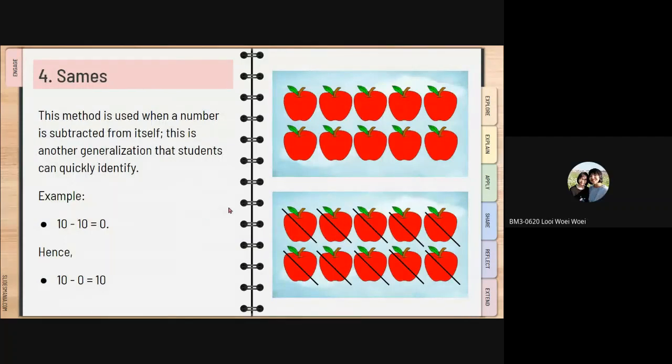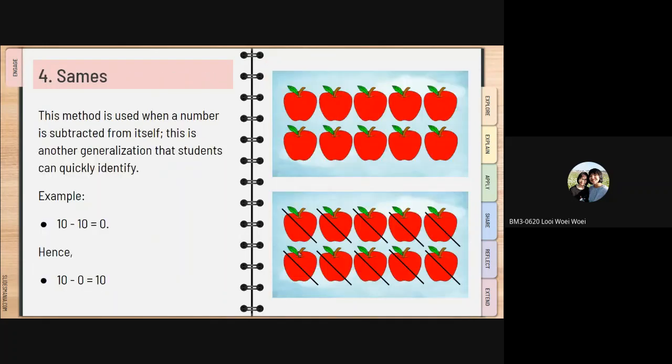The fourth strategy is the thinking strategy of sames, and this method is used when a number is subtracted from itself. And this will give another generalization that students can quickly identify the answer. For example, 10 minus 10 will equal 0. And when 10 minus 0, it will equal itself, which is 10. And here is the diagram that shows that 10 apples minus 10 apples, then there will be 0 apples left.